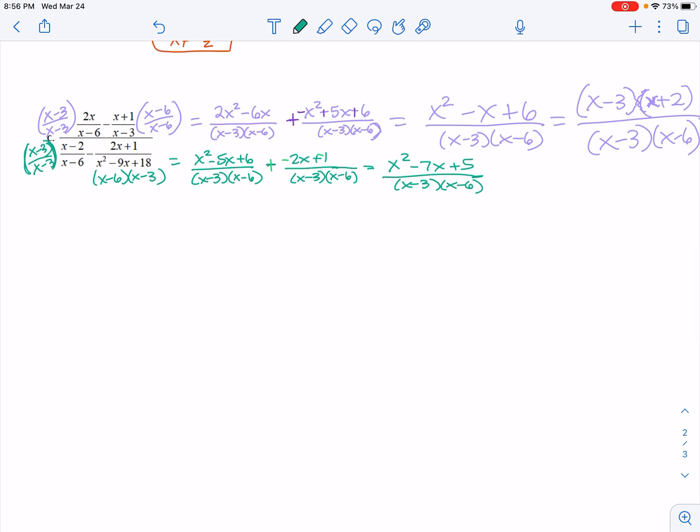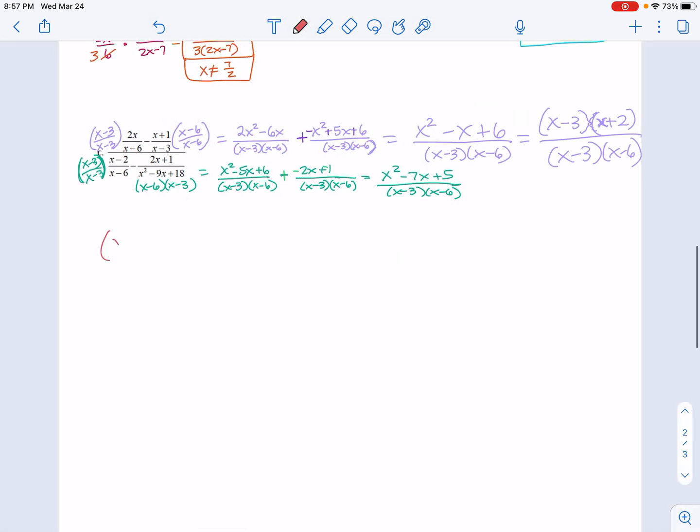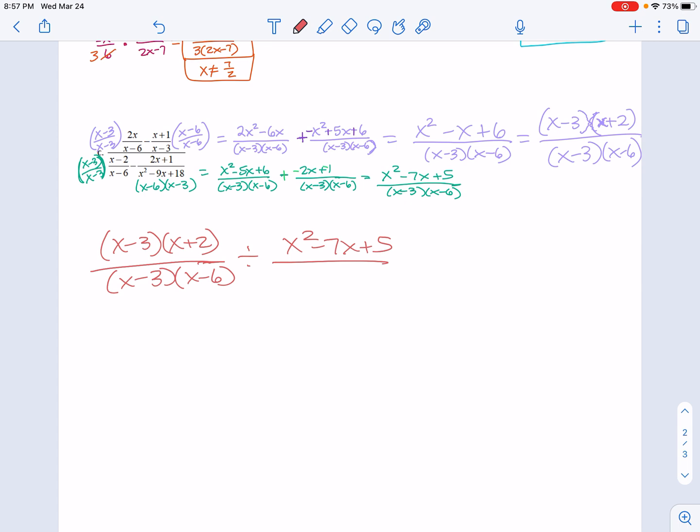But what I want to do right now is I want to rewrite this problem. Notice I cannot factor this top. There are no factors of 5 that add up to -7. So that's why I didn't factor it out. It's because it's not factorable. So let's put it all together. So I had this x minus 3 times x plus 2 over x minus 3, x minus 6. It was being divided by x squared minus 7x plus 5 over x minus 3, x minus 6.